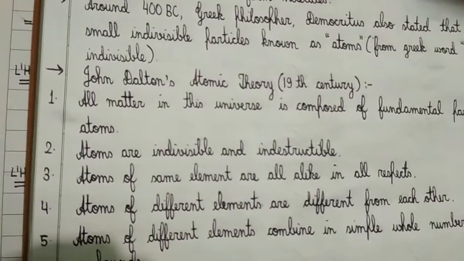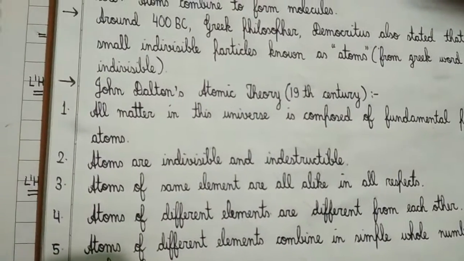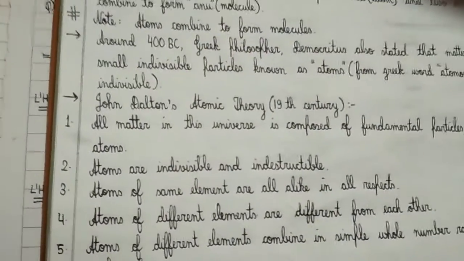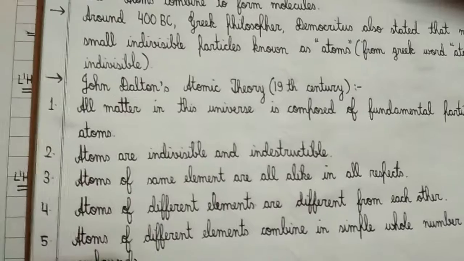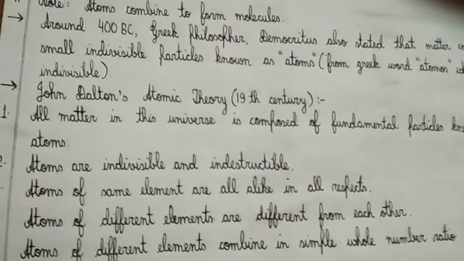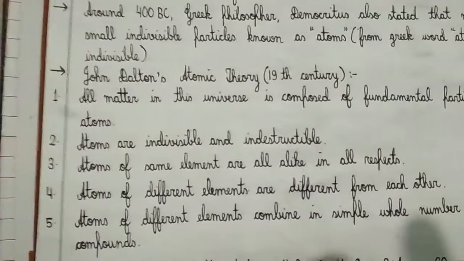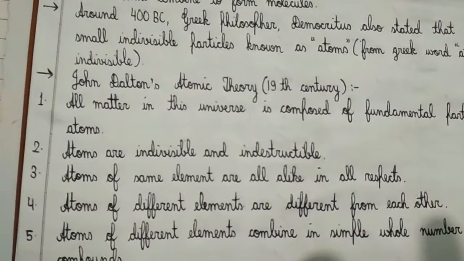Okay. Third point, he stated that atoms of the same element are all alike in all respects. Let's take an example to understand it more thoroughly. Let's suppose we have two atoms of hydrogen. The two atoms of hydrogen will be the same in all respects, which means their mass will be the same. Then let's suppose their density will also be the same.